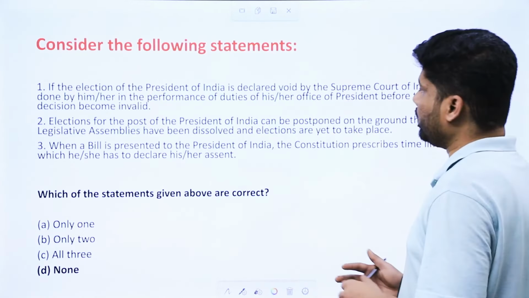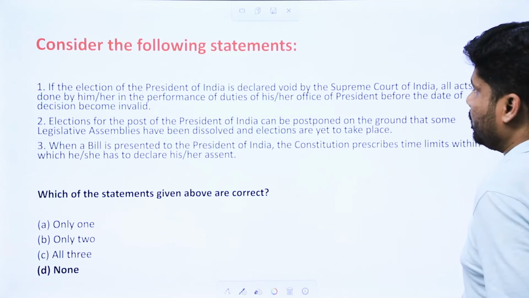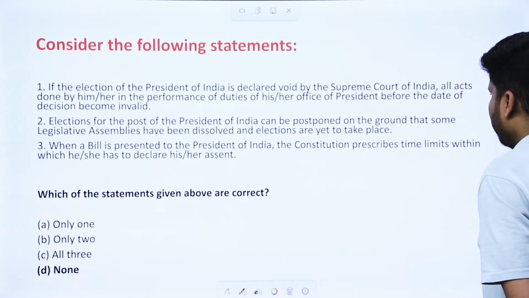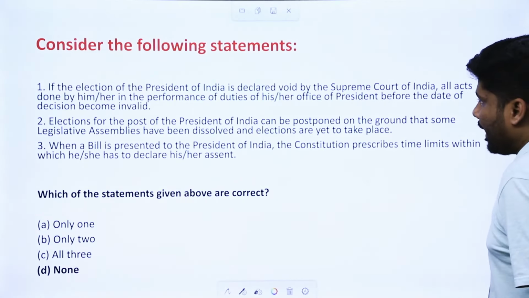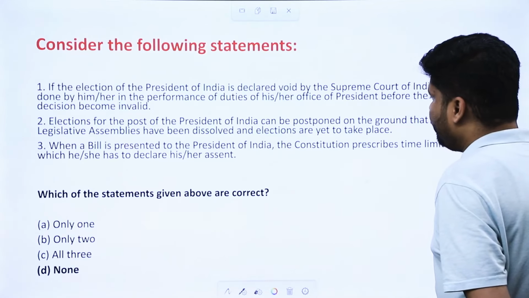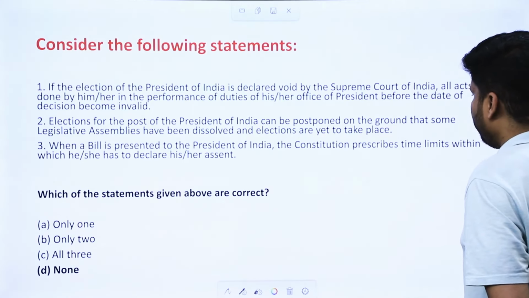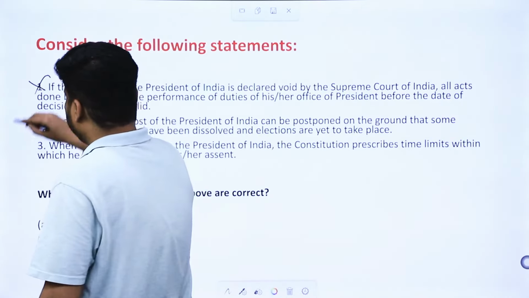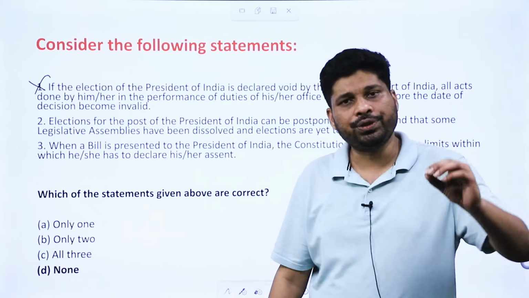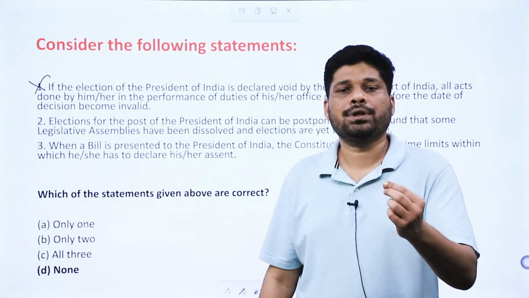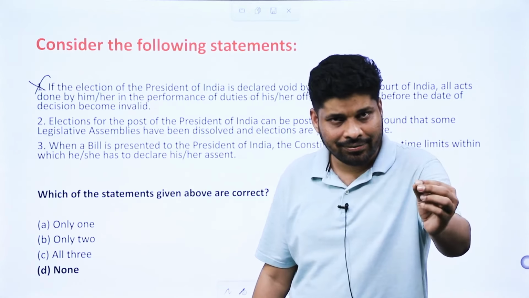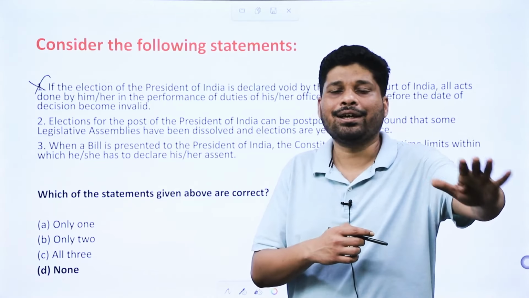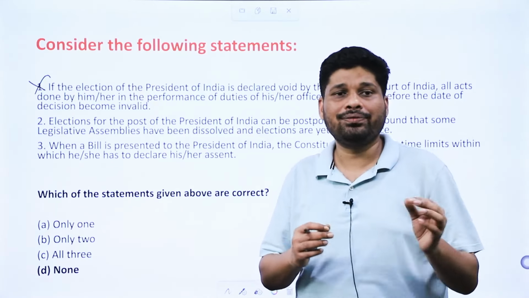All right, so let us look at this question. Consider the following. If the election of the president is declared to be void by the Supreme Court of India, all acts done by him or her in performance of the duties of the office of president before the date of decision become invalid. This statement is absolutely wrong, because the constitution itself states very clearly that if the election of a person as president is declared invalid, acts done by him from his election till the date of such declaration cannot be considered void. Why? Because it will give clarity.